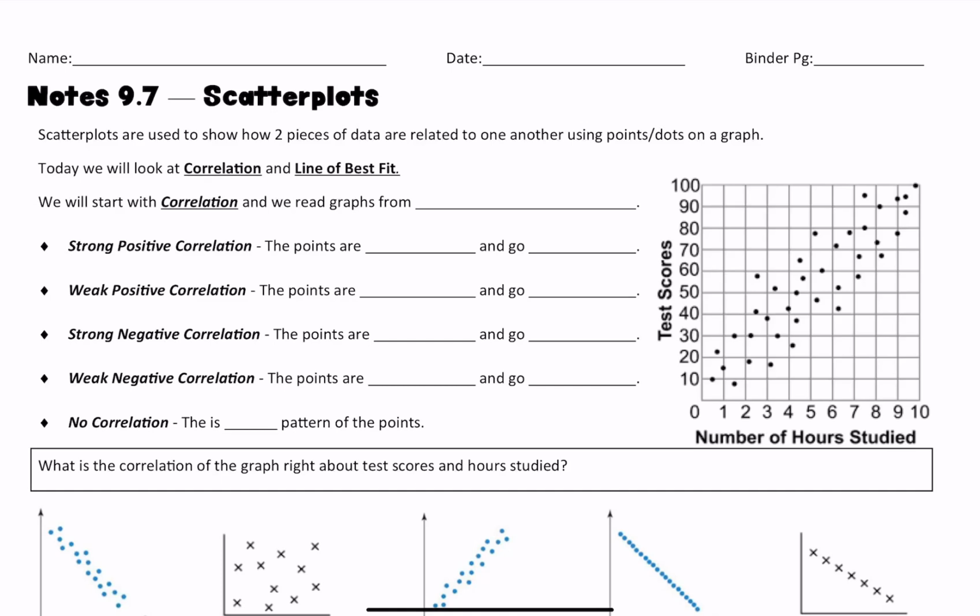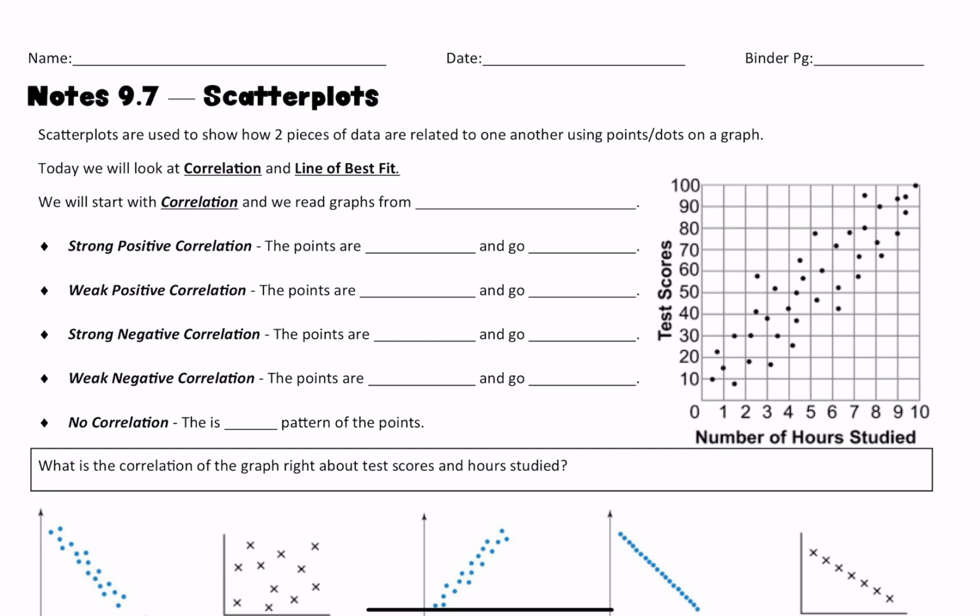All right, so for today's notes, we got 9.7, which is called scatterplots. Basically, scatterplots are used to show how two pieces of data are related to one another using points or dots on a graph. So if I look at this one, this is saying, hey, test scores versus number of hours studied. And this kind of shows you the more you study, the better your test scores are going to be, and the less you study, the worse your test scores are going to be. So it's just correlating two types of information, putting them together on a scatter plot just to see how they're related.